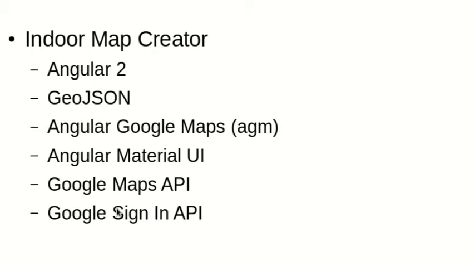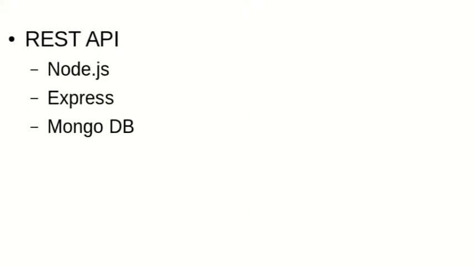For the indoor map creator, the technologies are almost similar, except that I haven't used the Web Bluetooth API here. For the REST API, I have used Node.js for building the API, Express.js as the framework for handling REST API calls, and MongoDB for the database. I am also using Mongoose, the ORM tool, for easily dealing with database operations. So these are the technologies and the idea of this project. Now let's do a live demo.